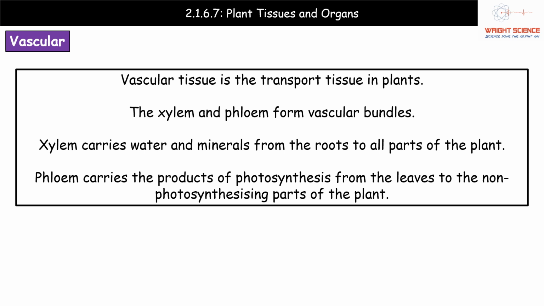in our plants. When we're thinking about what they do, xylem is going to carry water and the mineral ions from the roots to all the parts of the plant, and the phloem carries those products of photosynthesis, the assimilates, from the leaves to the non-photosynthesizing parts of the plant.